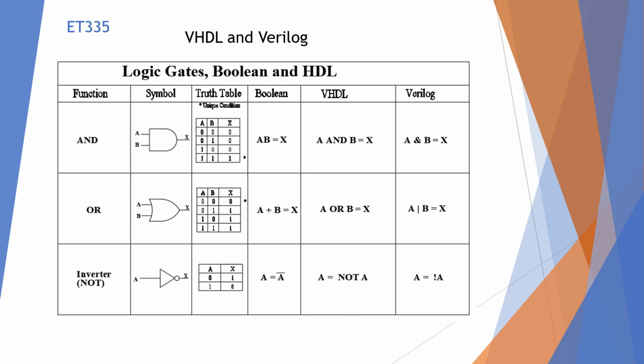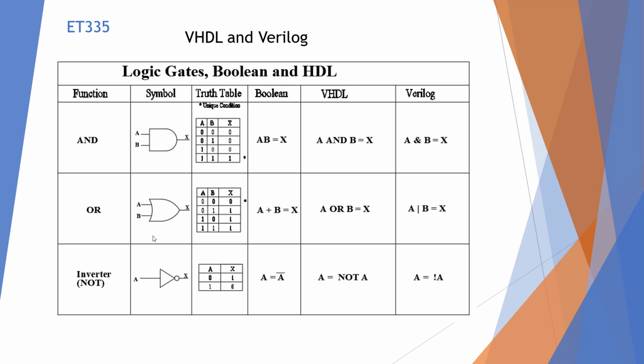So if we take a look at our AND gate, here's our AND, there is the symbol, here's our truth table. Our Boolean is going to be A times B equals X. VHDL is going to put an AND in the middle, so it's going to be A and B equals X. Verilog, which is a shorter version of HDL, it's going to use the AND symbol.